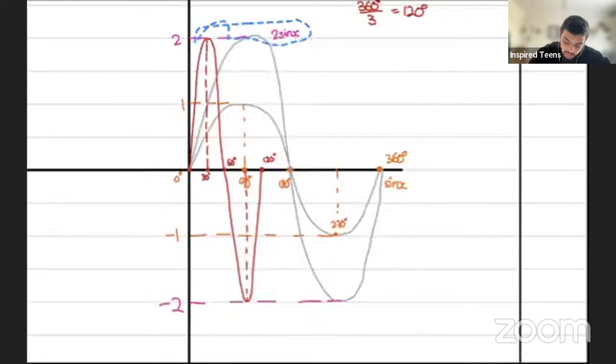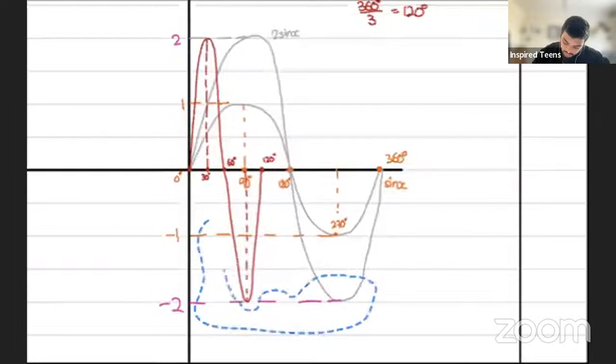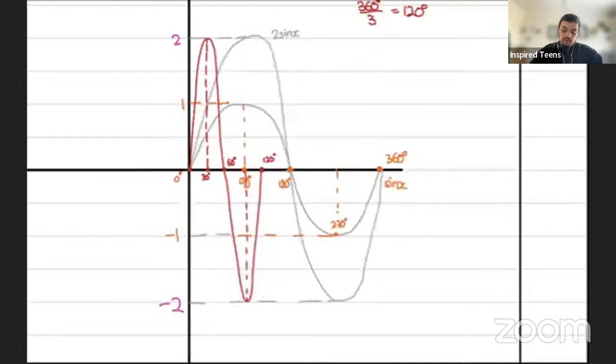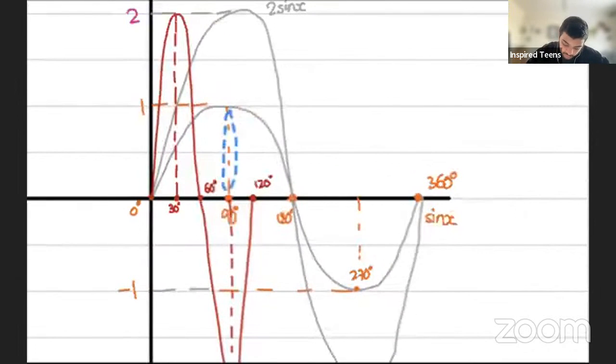Okay, get rid of as much as possible. So this is our new graph, with 2 changes. We basically just made a period change and we made an amplitude change, and that's how it would look.